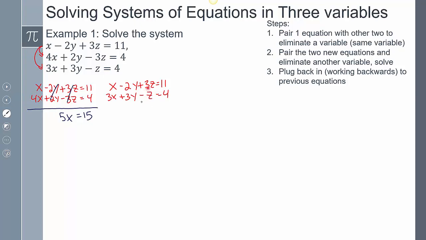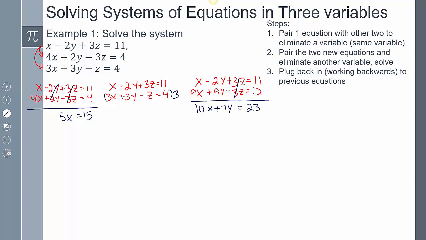For this one right here, I would have to use rule number 2 of Gaussian elimination. I can multiply any equation by a non-zero constant, so in this case it's 3. Distributing that 3 through, I get 3 times 3x is 9x, 3 times 3y is 9y, 3 times negative z is negative 3z, and 3 times 4 is 12. Now I can add those 2 equations together, and I get 10x plus 7y equals 23.